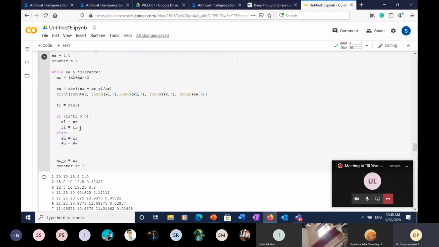Since we don't have to evaluate the function again, because we stored it, we are just storing it in FL and FU. That's it. That is as simple as that. Only one thing we are doing at the end of the iteration here.